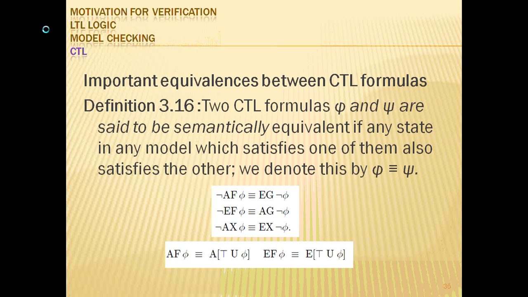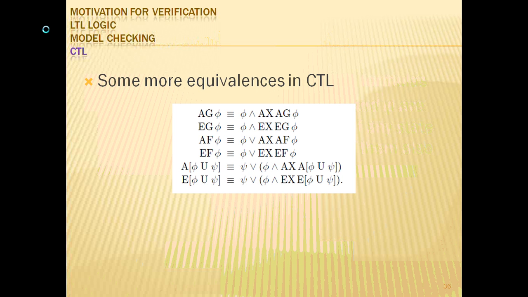Now let's see some of the important equivalences between CTL formulas. Two CTL formulas phi and psi are said to be semantically equivalent if any state in any model which satisfies one of them also satisfies the other. We denote this by phi is equivalent to psi. Some of the equivalences of CTL formulas are listed. Now this slide shows some more equivalences in the CTL.